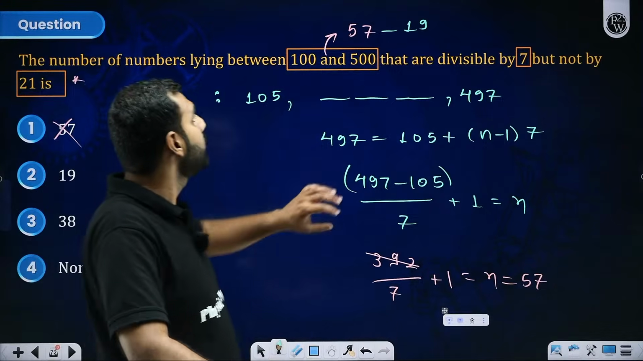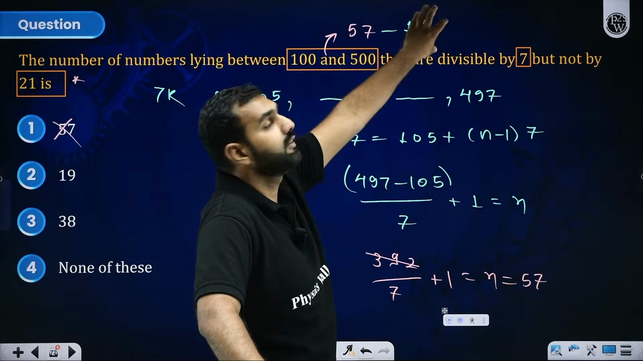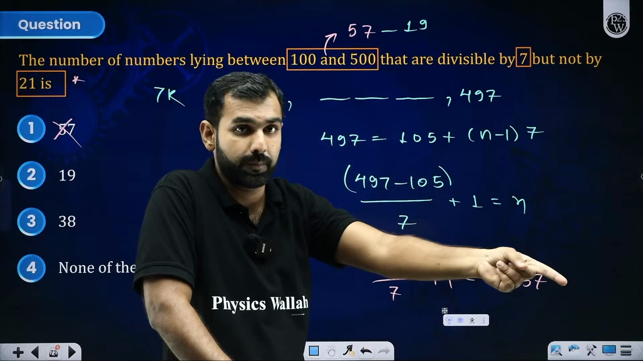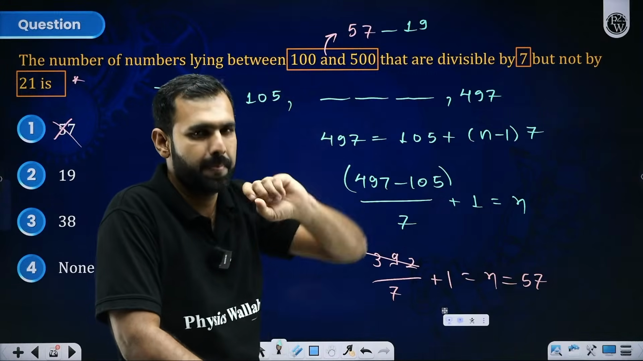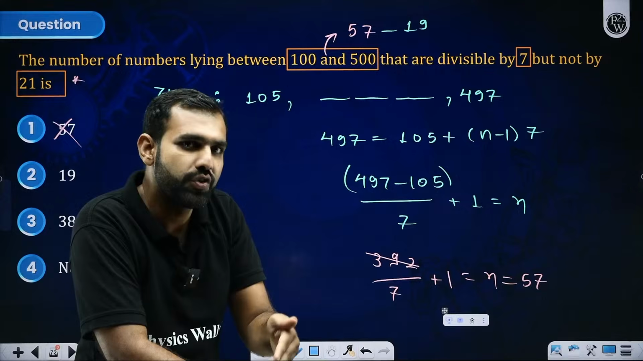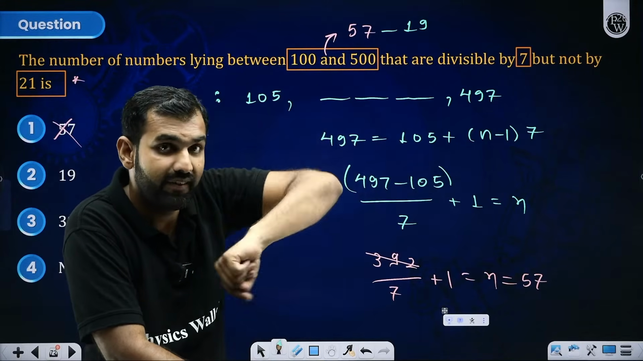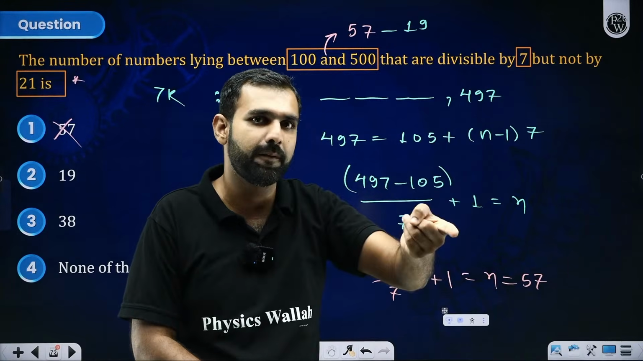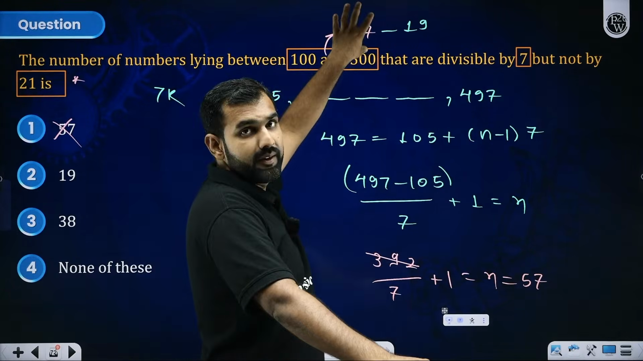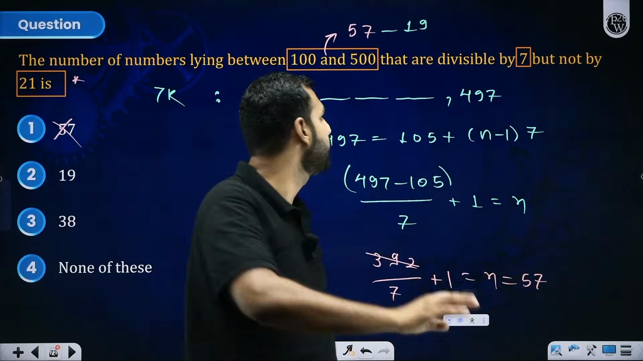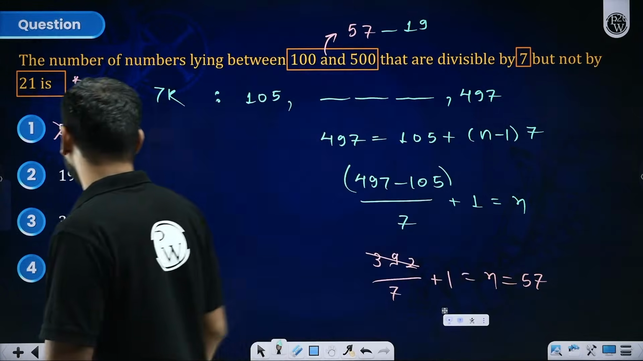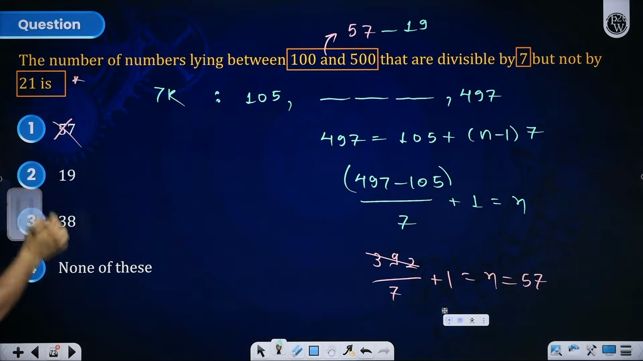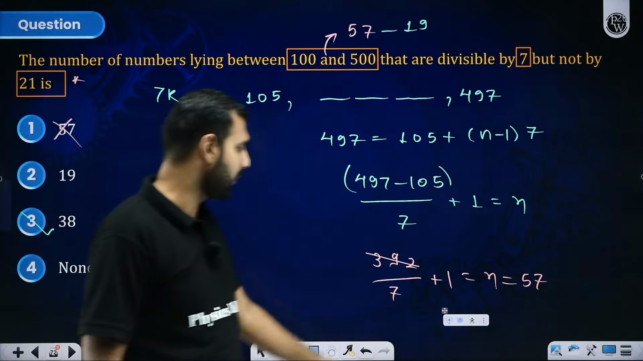I needed the numbers which are divisible by 7 but not divisible by 21. So these are those common numbers which are divisible by 7 and 21 both. So I got to exclude these numbers. Getting my point everyone? Because any number which is divisible by 21 will be divisible by 7 as well. So these 19 numbers are those numbers which are divisible by 21 as well as 7. Out of these 57, these 19 are to be excluded, and that will be my answer. 57 minus 20 would have been 37, but it should be 38 because it is 19. So that 38 will be the answer, option C.